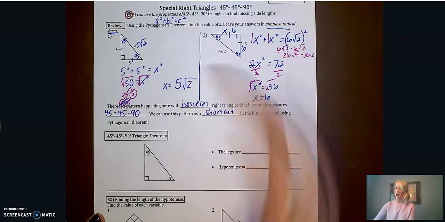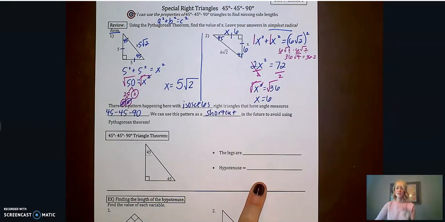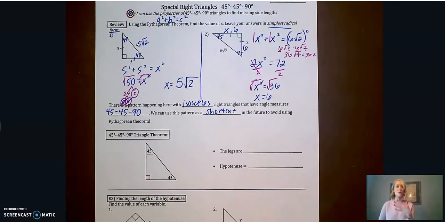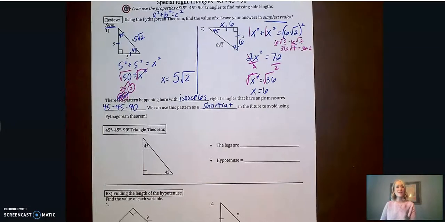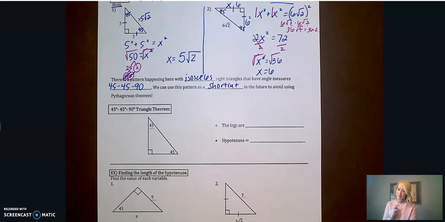That was a lot. I'm about to make your life so much easier, okay? So watch, we won't have to do Pythagorean theorem at all. Yay. We don't love math, but we do love shortcuts maybe. So here it is. This is the big thing to know.